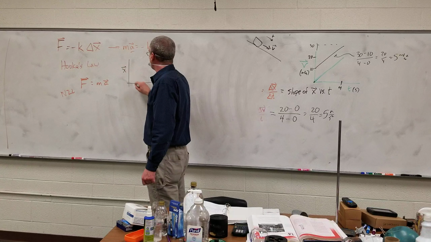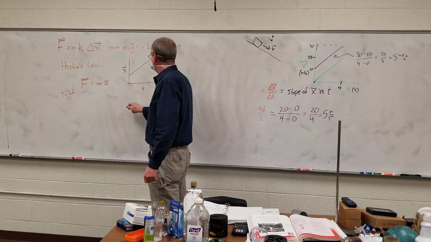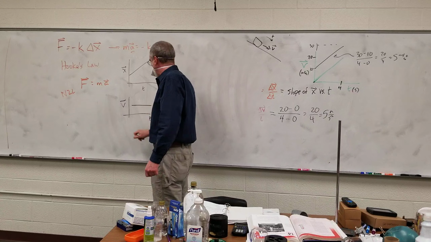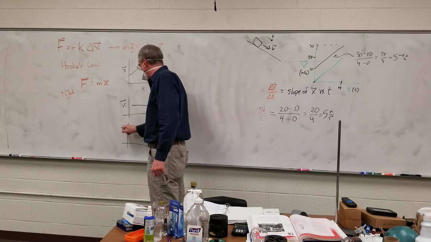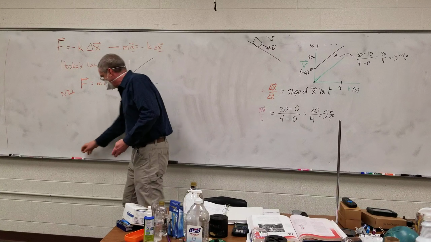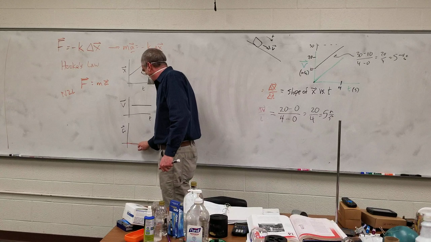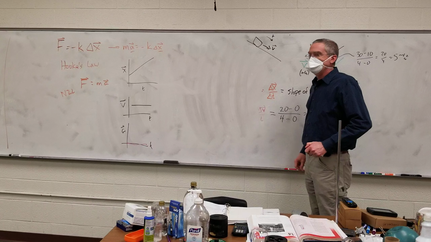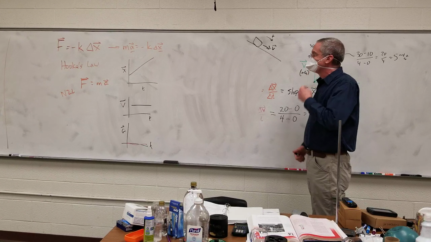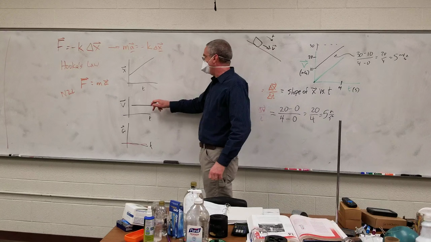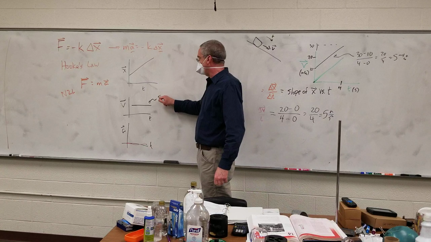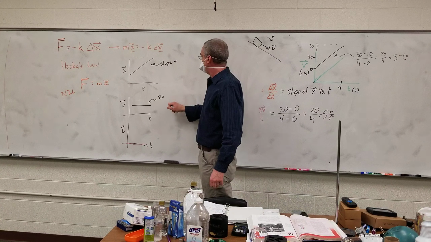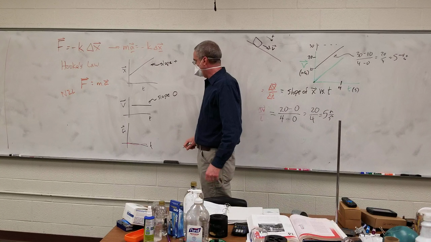So if I have position versus time, looking like that. My velocity versus time, looking like that. And my acceleration versus time looks like that. It's supposed to be on the axis. So for a horizontal line, slope is zero. Here, slope is positive. Here, slope is zero.